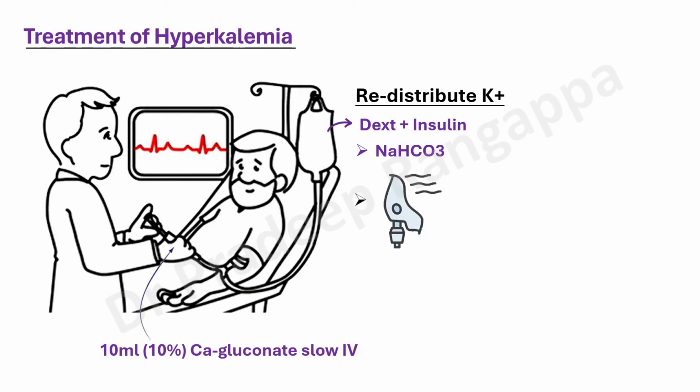And beta agonist nebulization. We saw beta agonist nebulization can lead to hypokalemia. So you can give salbutamol as a nebulization, continuous nebulization. These are the steps to redistribute potassium. And there are steps to remove the potassium.